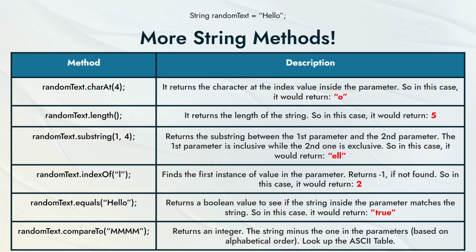And the last thing we'll be looking at is randomText.compareTo. This basically compares randomText to the text in a string in alphabetical order. So it returns an integer, the string minus the one in the parameters, and it is based on alphabetical order. This is actually a bit complicated. I recommend looking up the compareTo method and understanding how it works. And I recommend looking up the ASCII table because it uses the ASCII table to see which one is alphabetical and how one letter is bigger, I guess, than the other letter.